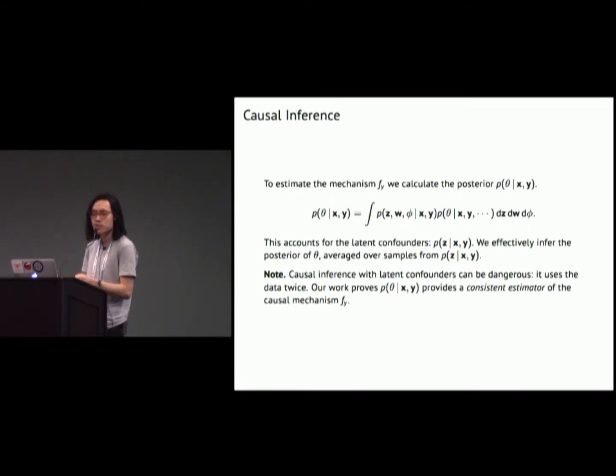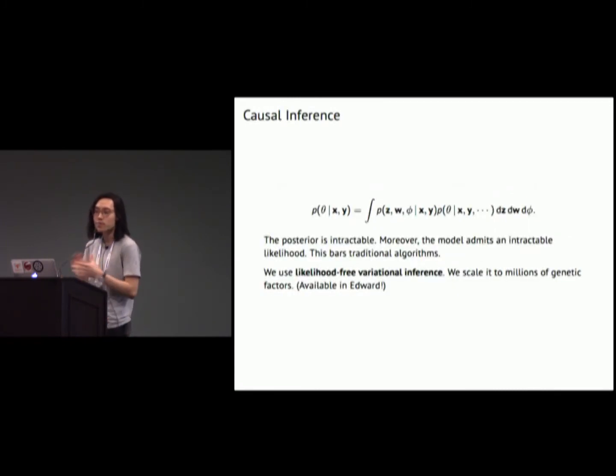There is an interesting fact here with respect to causality, which is that, in general, when you do inference with latent confounders, it can be very dangerous, because you're using the data to infer the confounder, and then you use the data again to infer the causal mechanism. In our work, we showed that this is in fact okay, because we showed that the posterior distribution over theta provides a consistent estimator of the causal mechanism, an asymptotic argument.